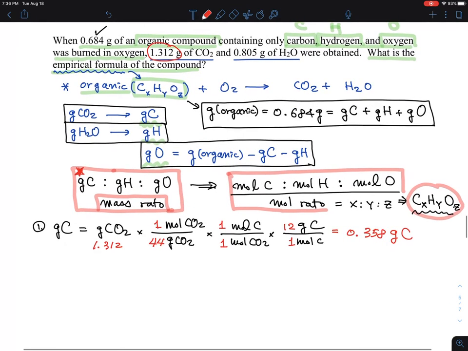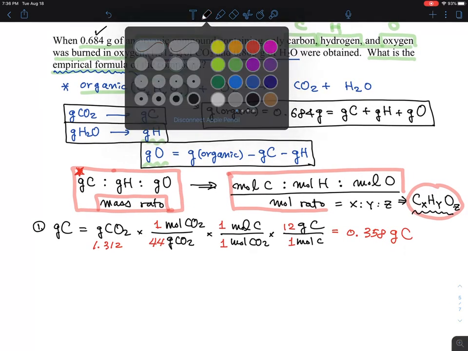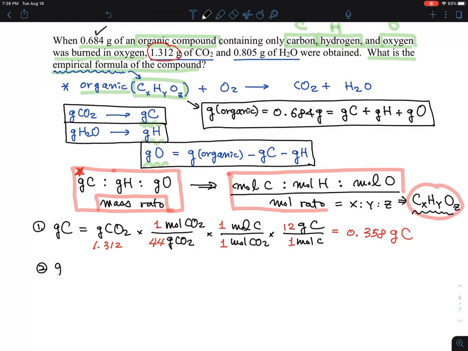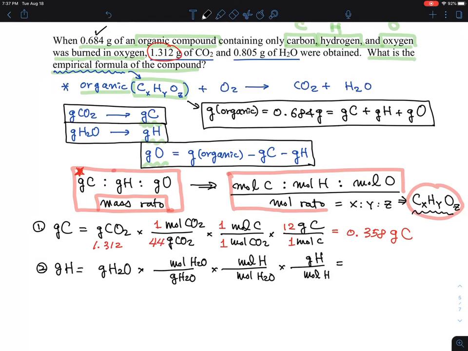So the second piece of information, which is grams of hydrogen, it's the same drill. So you start with H2O, and multiply by grams of H2O to moles of H2O, and then moles of H2O to moles of hydrogen atom, right? And moles of hydrogen to grams of hydrogen. Okay, what we are interested in essentially is the atomic mass only here.